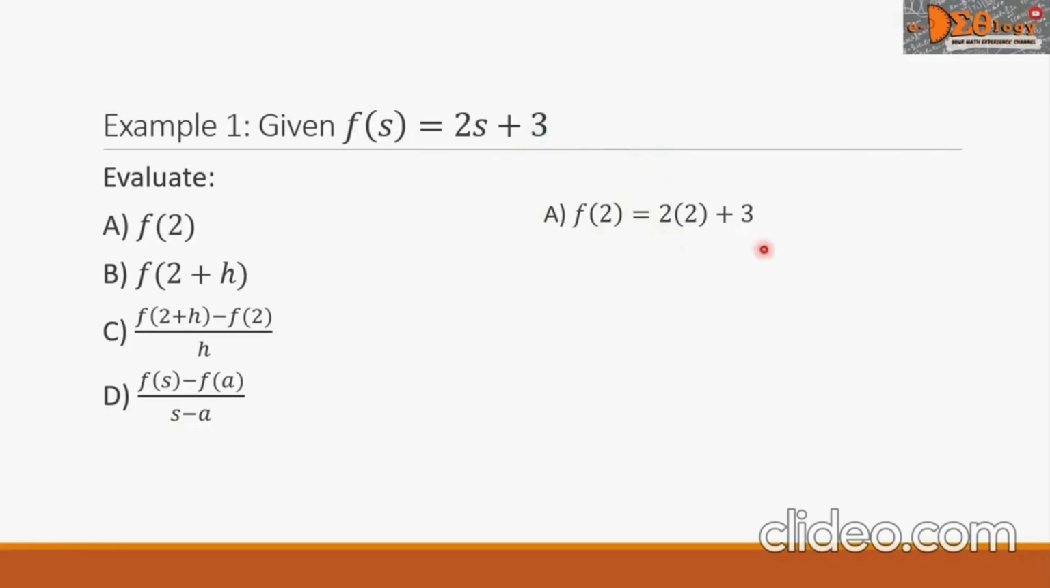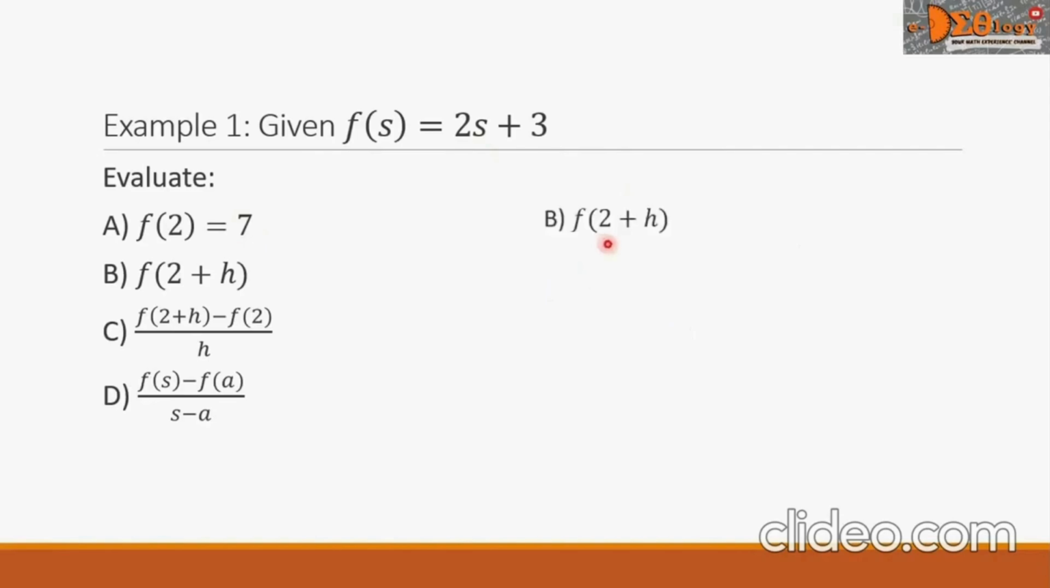And then from here, let us simplify further. 2 multiplied by 2 will be 4 plus 3, and 4 plus 3 equals 7. Therefore, the f of 2 equals 7. So we will write the answer here. Then we will proceed with letter B.